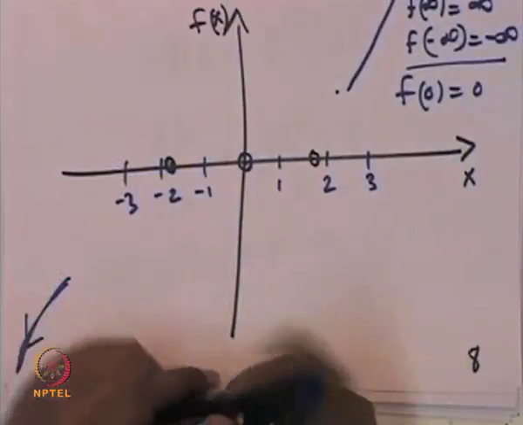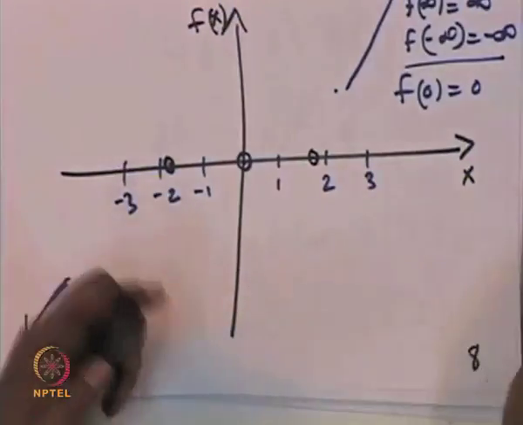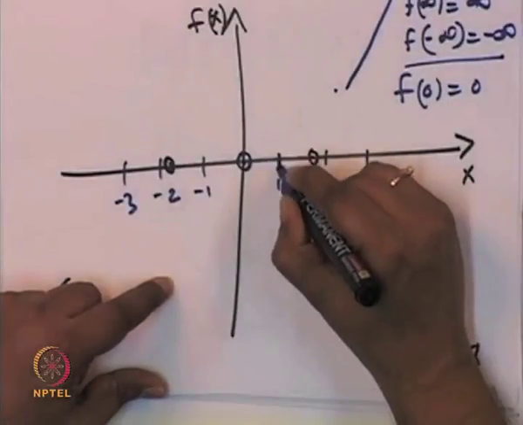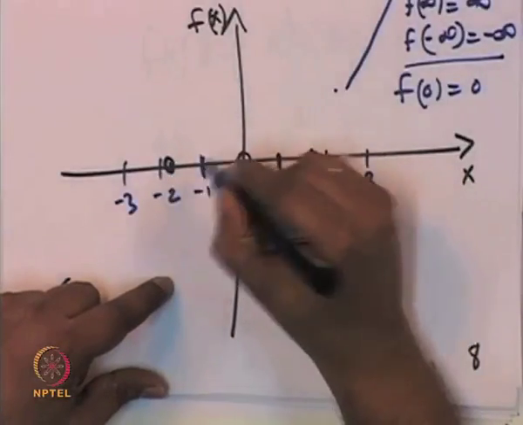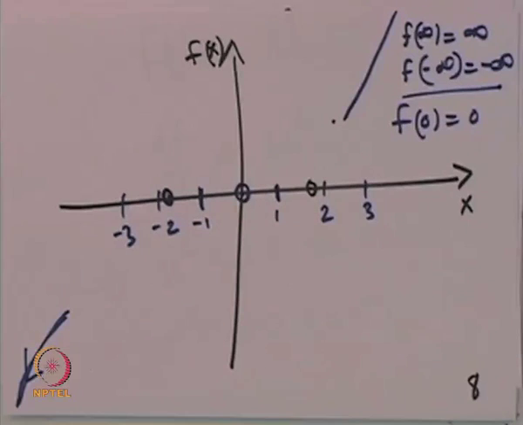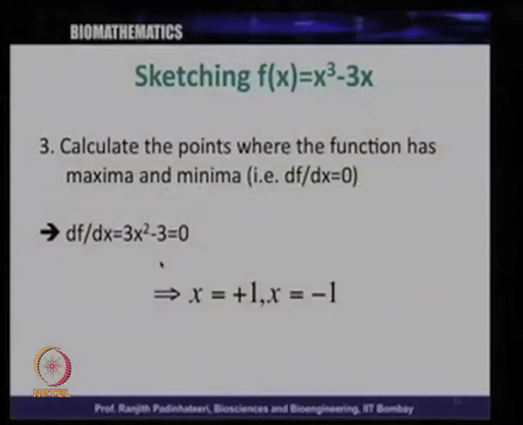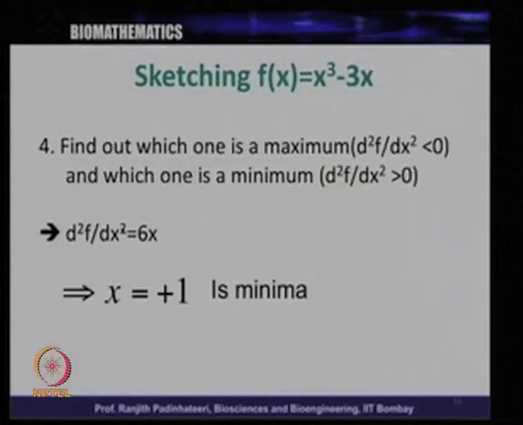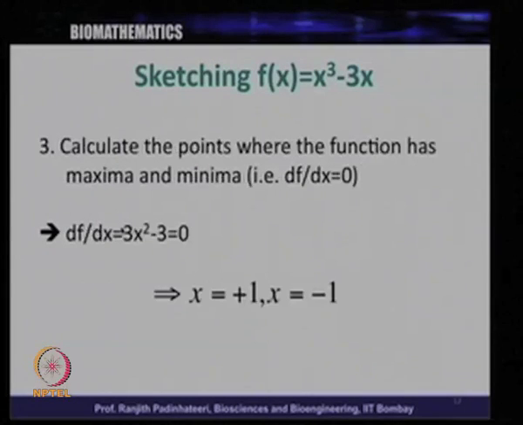So, let us go back to this curve. At this point x equal to plus 1 and x equal to minus 1, we have either a maxima or a minima, but we want to find out whether it is a maxima or a minima. So, that is the next thing in the recipe. What did we find so far? We found that at x equal to plus 1 and minus 1, we have maxima or minima. Now, how do we find out which is which?